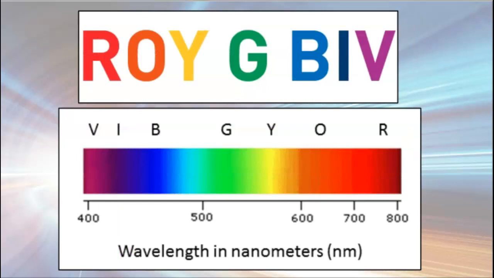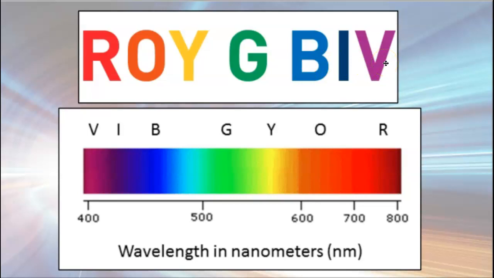And you may have heard of Roy G. Biv when you were studying the electromagnetic spectrum, maybe in middle school. So Roy G. Biv is referring to the continuous spectrum. So red, orange, yellow, green, blue, indigo, violet. So this is arranged in order of increasing energy. So in this case, from left to right, we're going to be going from lower energy to higher energy.